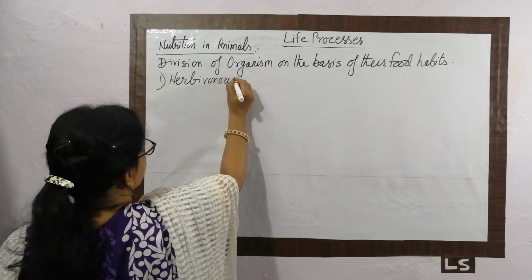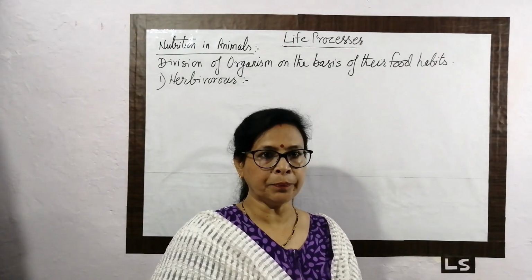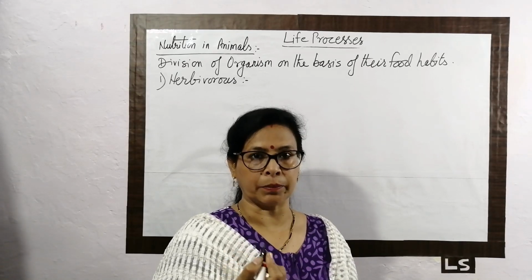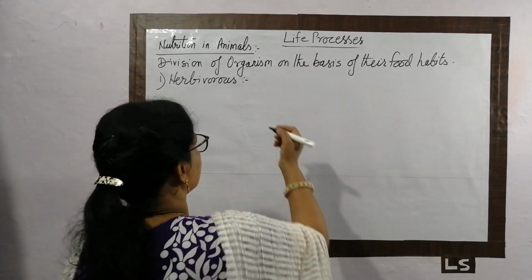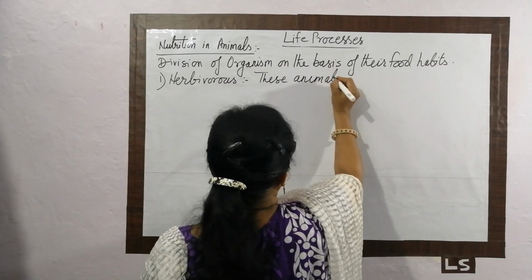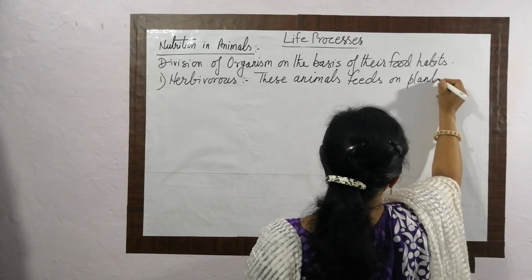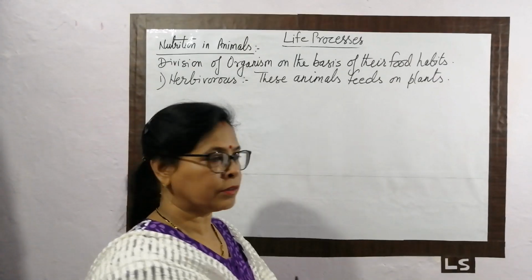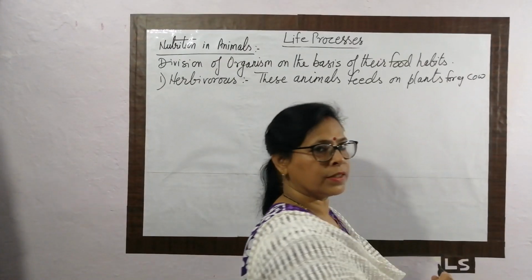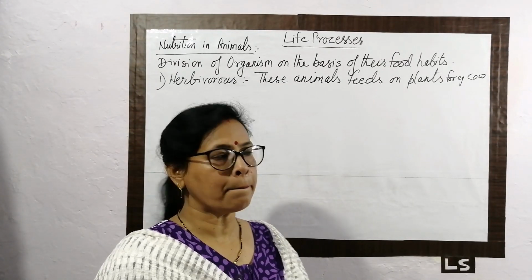herbivorous. I already told you, the definition of a scientific term, whether biology, physics or chemistry, is totally dependent upon the meaning of the term that is used. Here the word is herb. Herb is for plants. It means these animals feed on plants. They complete their food need from plants. For example, cow, goat, deer, buffalo, ox. They are herbivores because for food they depend on plants only.